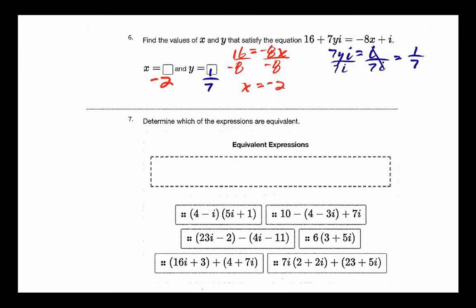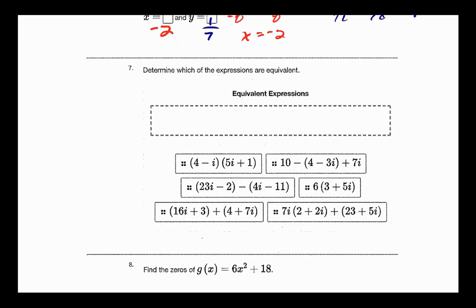All right? Number 7 is probably one of the hardest ones on here because we just have to work them all out. So on the first one there, I'll just call this one 1. I'll call the others 2, 3, 4, 5, and 6 for you. All right? So on the first one, I have 4 minus i times 5i plus 1. I'm going to FOIL.